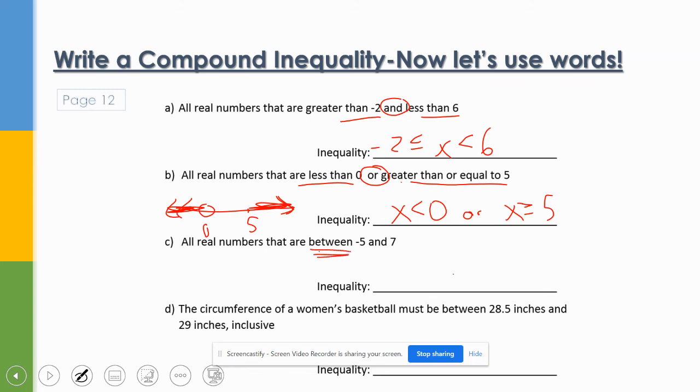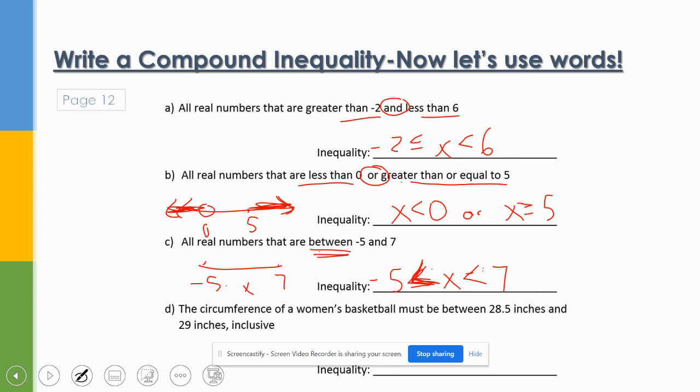All real numbers that are between -5 and 7. Between means I have a shaded overlap. So I put my x in between there. X is greater than or equal to -5. Sorry, just greater than. It's between, it's not equal to, and less than 7.